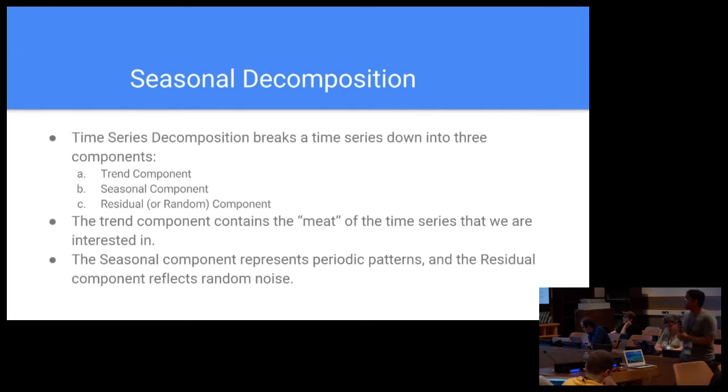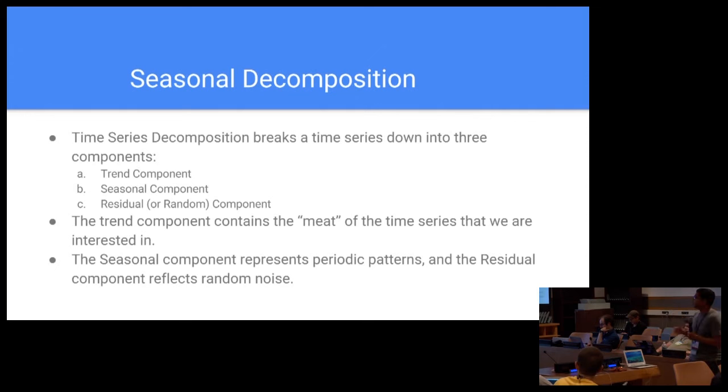So the seasonal decomposition. This time series decomposition is a pretty classic method in econometrics. They break down the time series into three important parts. You break it down into the trend, which is the actual thing you care about in the time series. You break it down into a seasonal part, which is just periodic patterns. Let's say if you're in economics, you notice that people's consumption of electronic goods goes up during the winter because people are buying Christmas presents. So this is a seasonal thing that happens every winter.